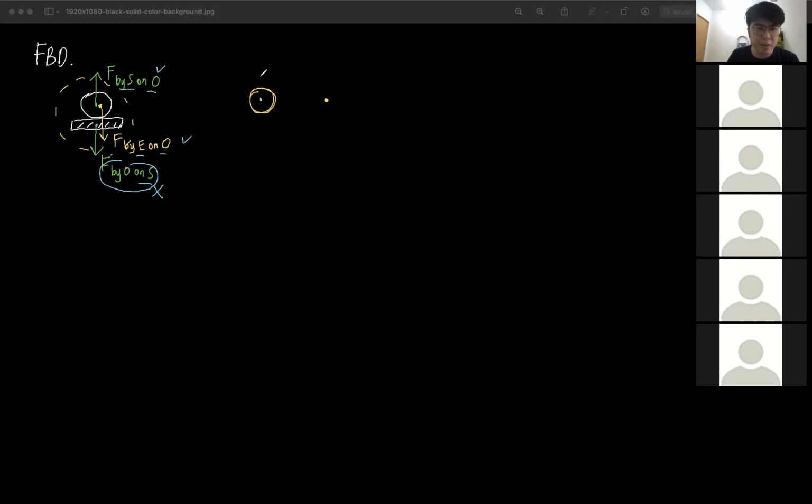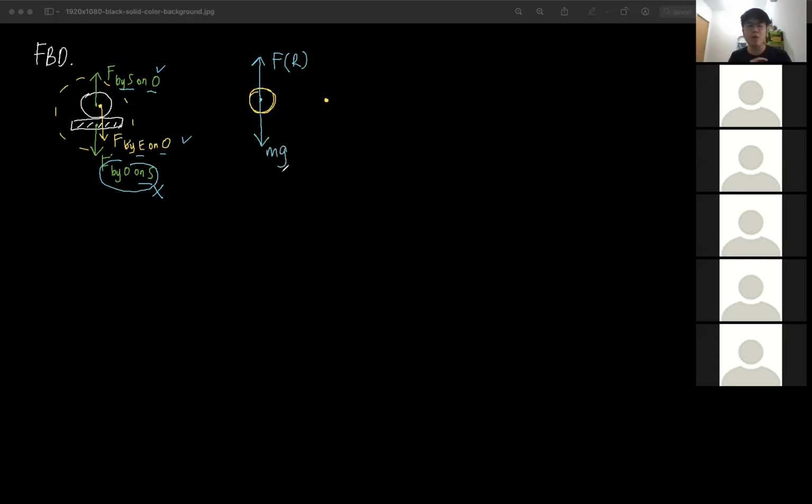So I draw it here, F. This is, we call the reaction, right? Because it is resting on a surface. So the surface presses it back. This is, we call the reaction force. And then we have another one downward, mg.